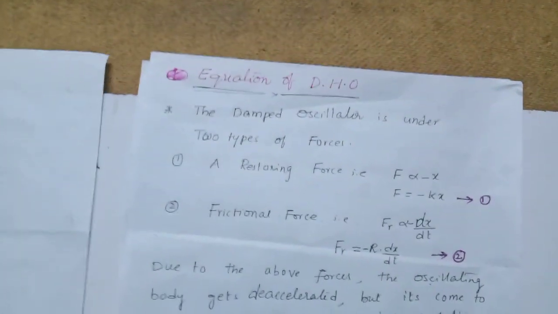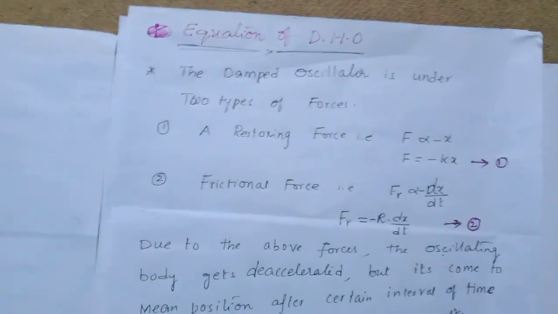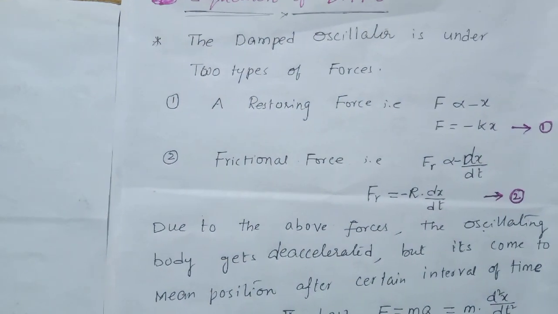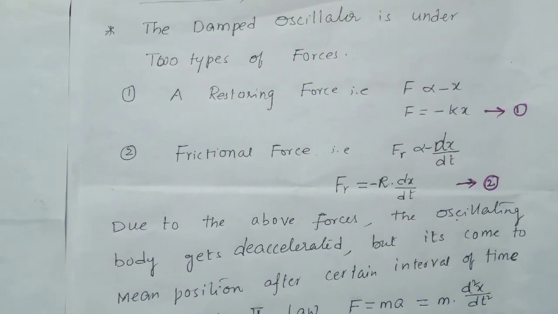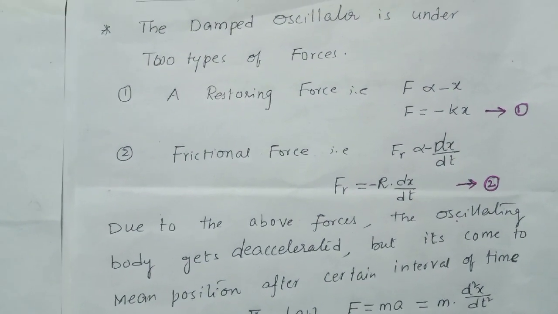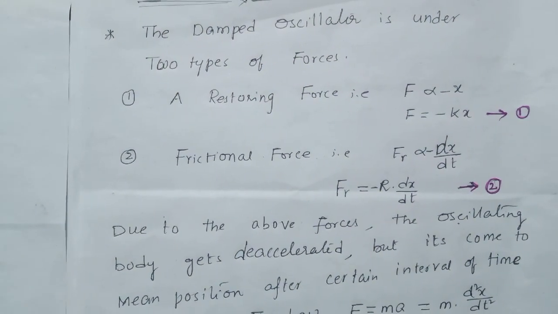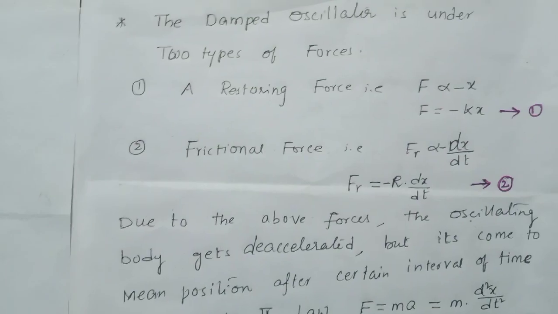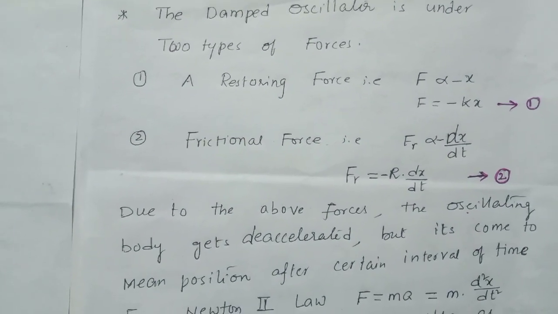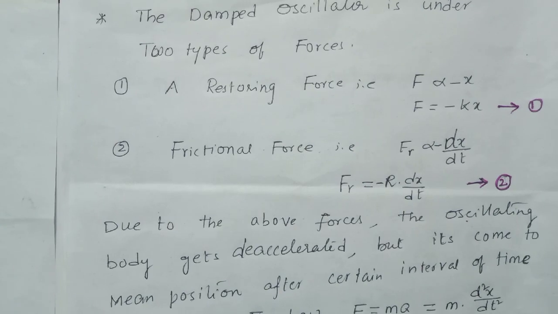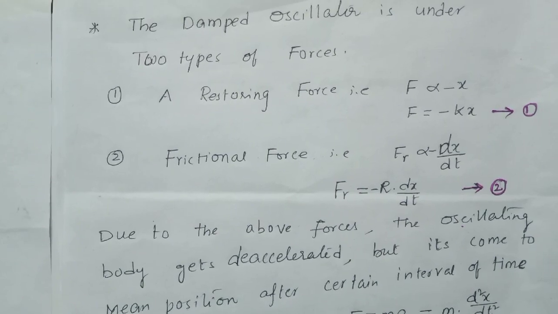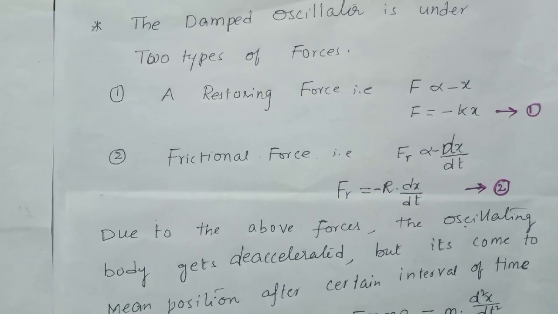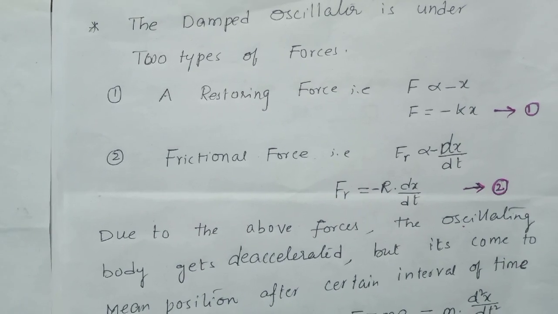Now we are going to derive the differential equation for the damped harmonic oscillator. Here the damped harmonic oscillator is under two types of forces. What are they? One is the restoring force, another is the frictional force. These two forces decelerate the damped harmonic motion. See this, F is proportional to minus x, which is written as F equals minus kx. That is, the restoring force is directly proportional to the displacement of the particle, and we take k as the proportionality constant.